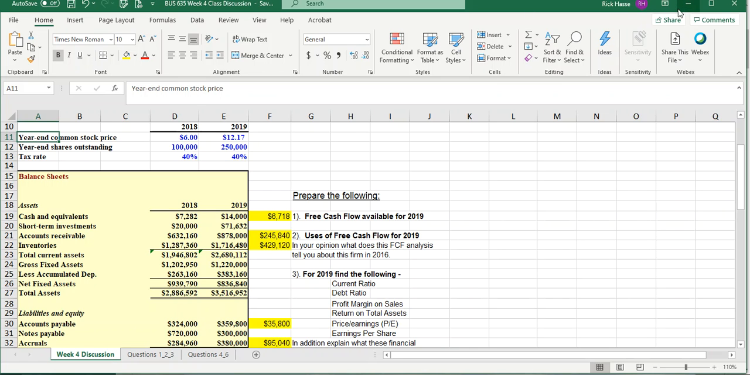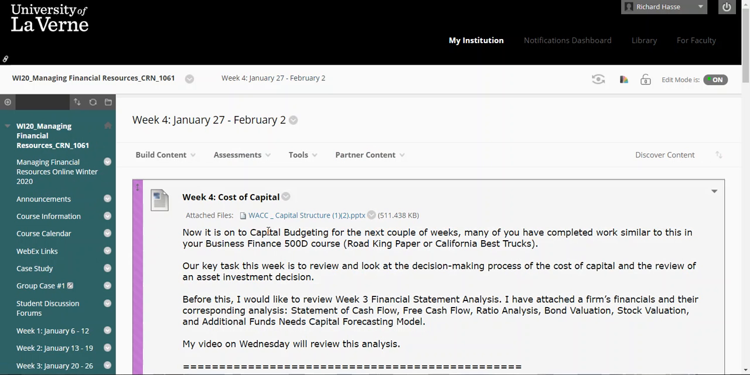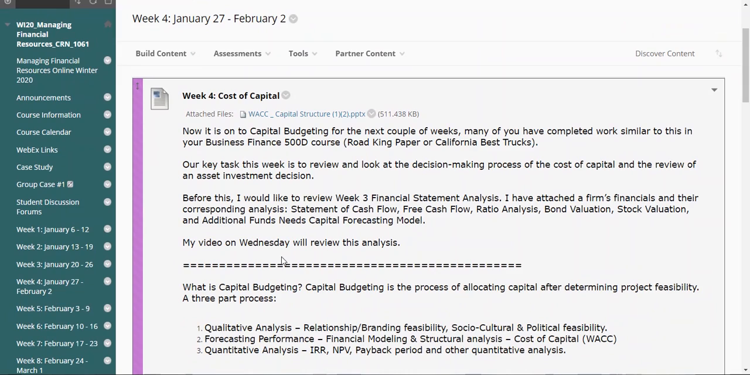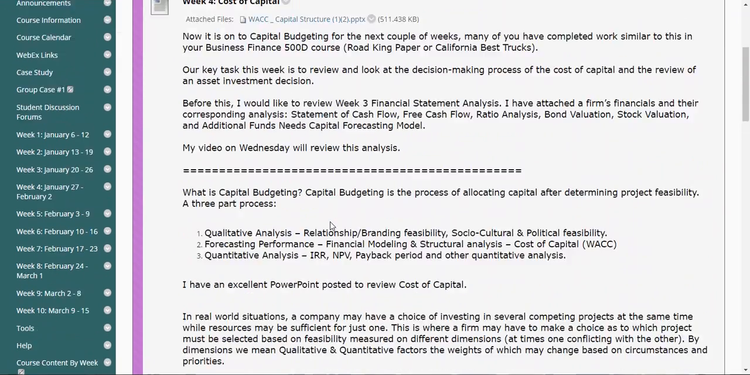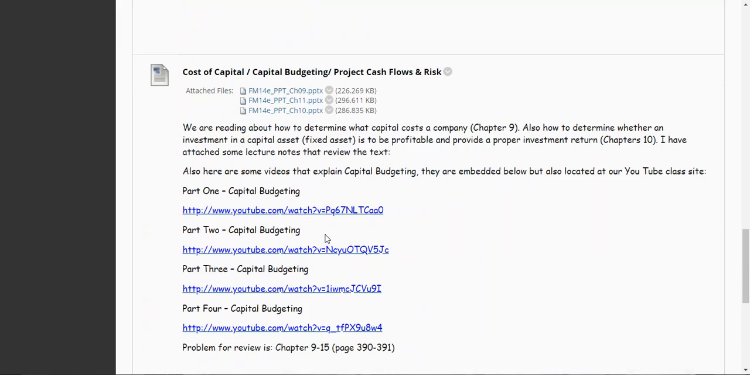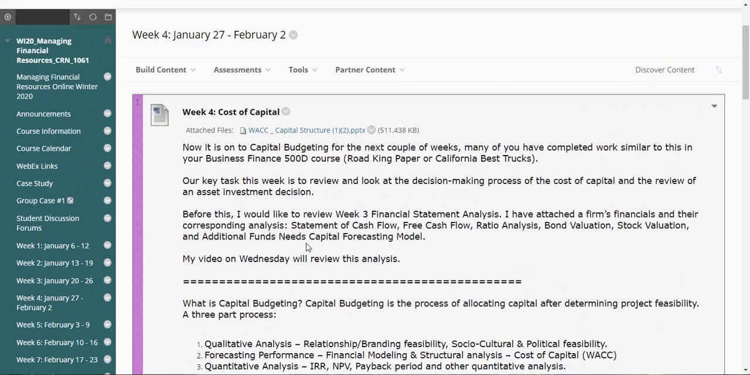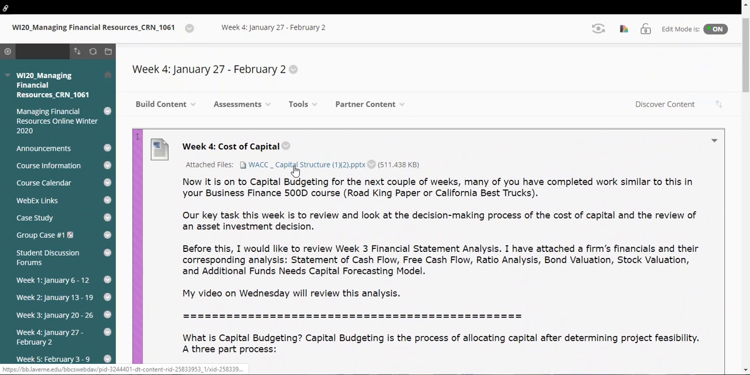In addition to that, I would like you to also review in the week 4 file folder the definition of the cost of capital and capital structure. There's a brief analysis in week 4 along with some very good videos explaining that and explaining the capital budgeting process. But also I'd like you to look at this PowerPoint, a very good synopsis of what the capital structure and the cost of capital is.